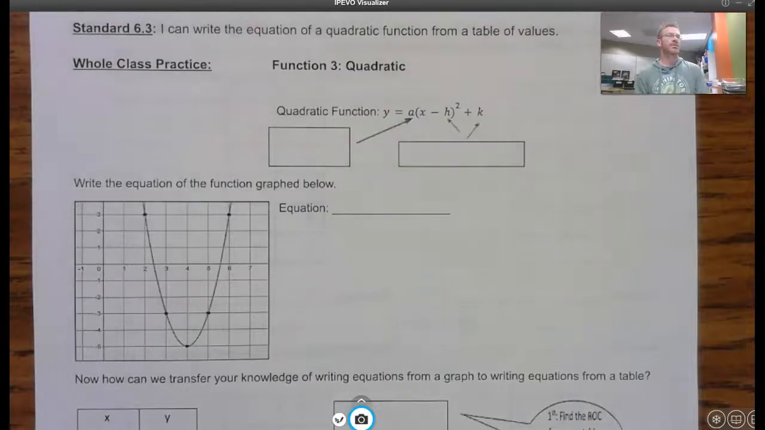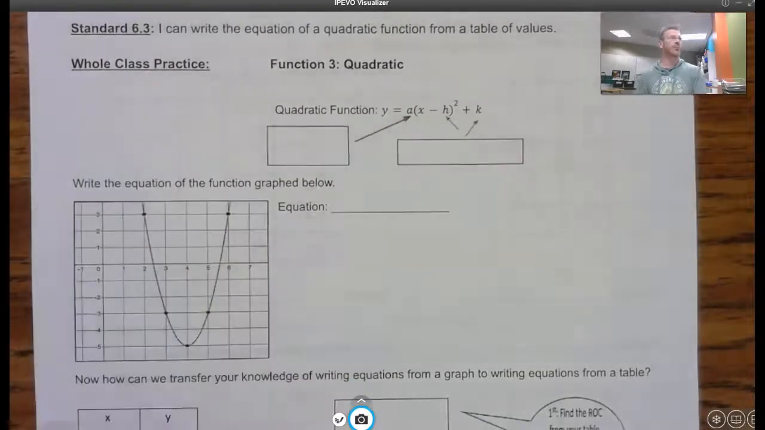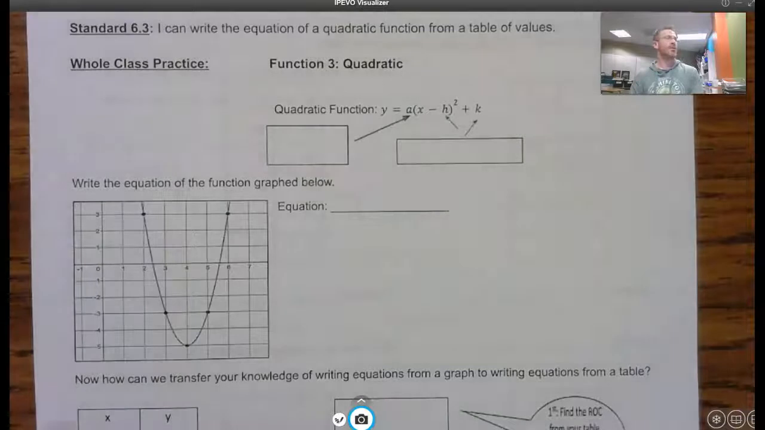So we're going to continue with our work with tables and writing equations of functions. This time we're going to look at two more functions: a quadratic function and an exponential function. We looked at linear and absolute value last time. So this is standard 6.3. I can write the equation of a quadratic function from a table of values.